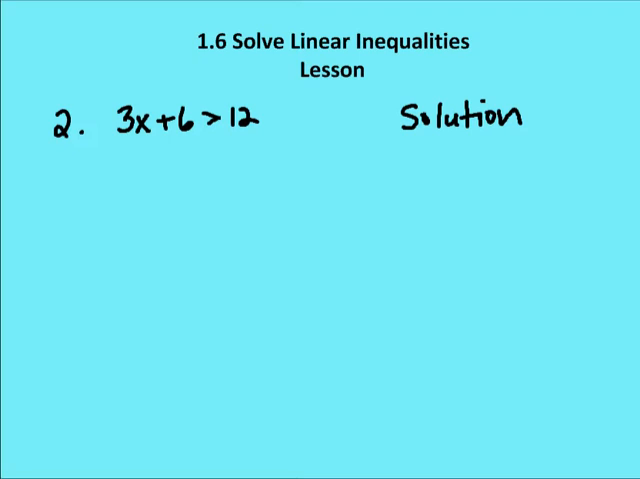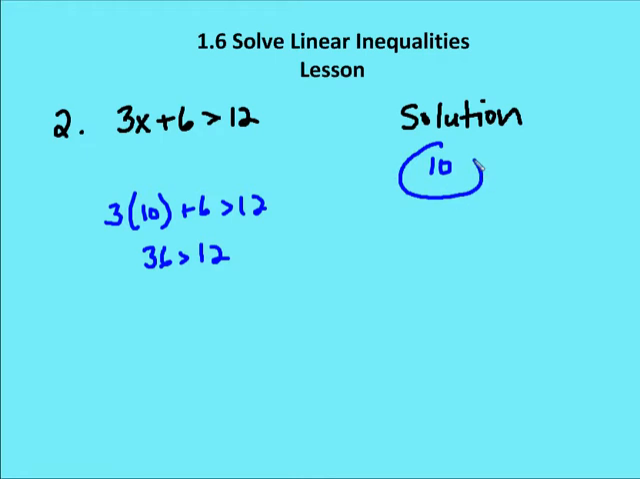So 3x plus 6 is greater than 12. If I plug in a value of, let's say, 10 for x, I will get a true statement. 3 times 10 is 30, plus 6 is 36, which is greater than 12. That's a true statement, so I know 10 is part of the set of solutions for this particular linear inequality.